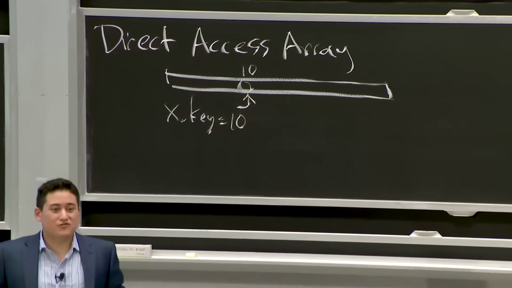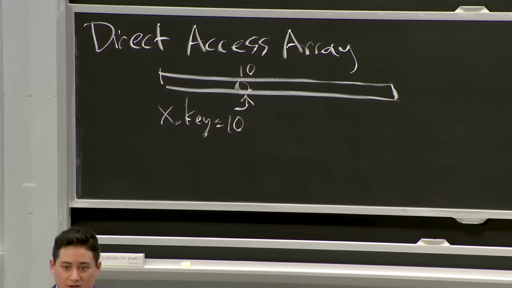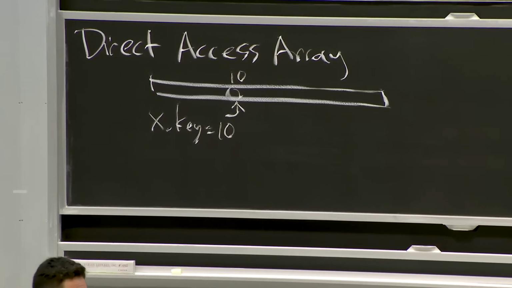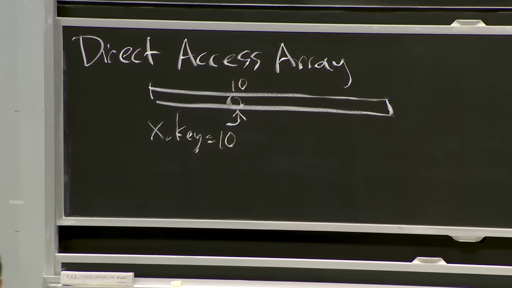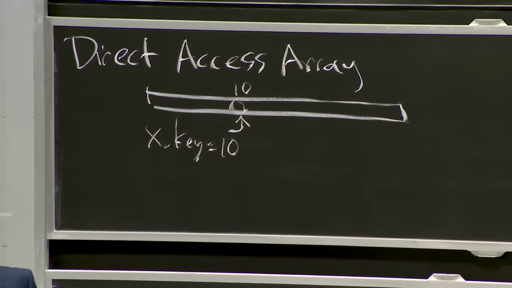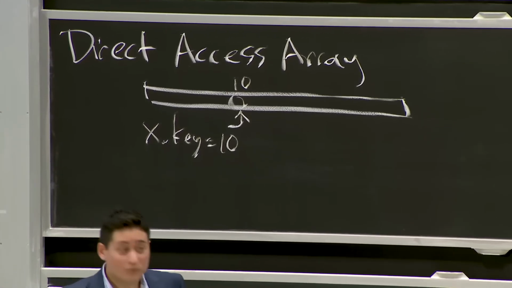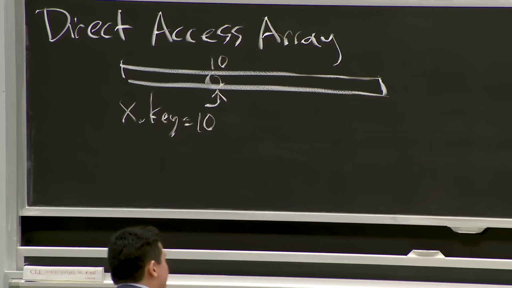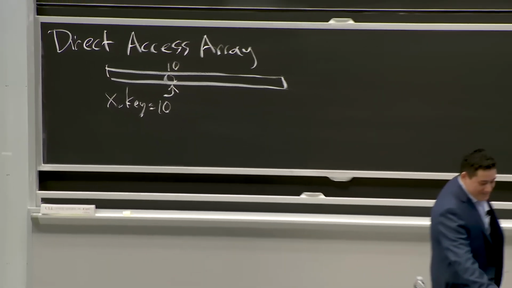How long does it take to find if we have an item with the key 10? It takes constant time. Worst case, great. How about inserting or deleting something? What's that? Again, constant time. We've solved all of our problems. This is amazing.